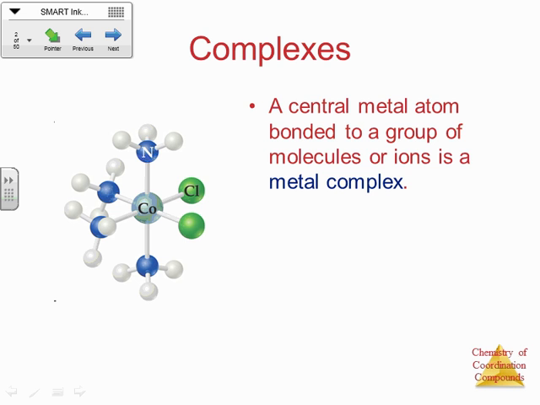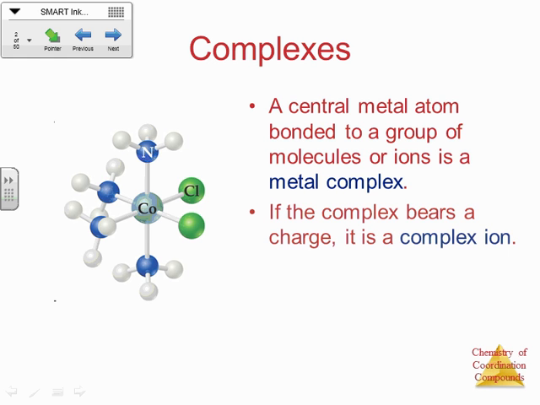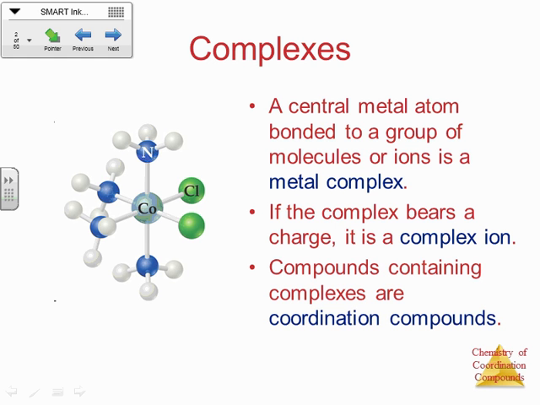So the example here, what you have is cobalt, and it's covalently bonded to a couple of chlorines and 4 NH3 molecules, okay? Which is a little strange, all right? You've got these 4 molecules that are bonded to this one atom, and then the chloride's also bonded to it. That's called a metal complex, okay? If it has a charge, then it's called a complex ion, okay? And compounds containing complexes are called coordination compounds.